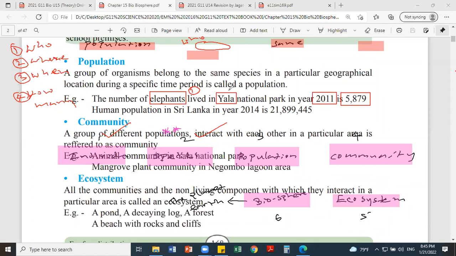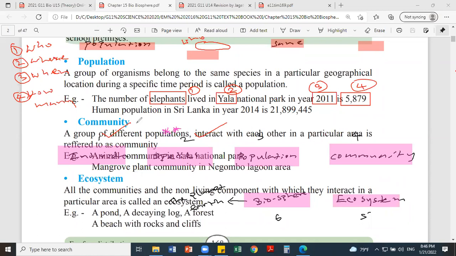Who? Elephants. Where? Yala. When? 2011. How many? This much. This number, no need to memorize. They don't check the accuracy of this number and the year. So if you write your example here, don't write 1 or 2 elephants. You can write a reasonable amount, maybe 1000 or 1200. They will accept even that number. No need to write the exact value, because you can't memorize it. Here also you can change the year, no problem.